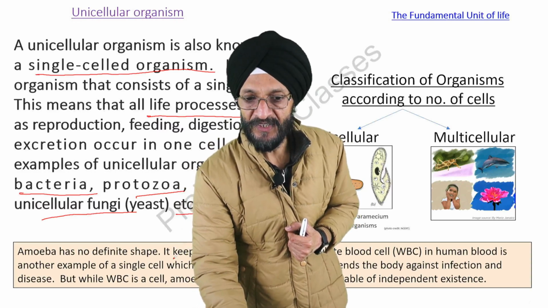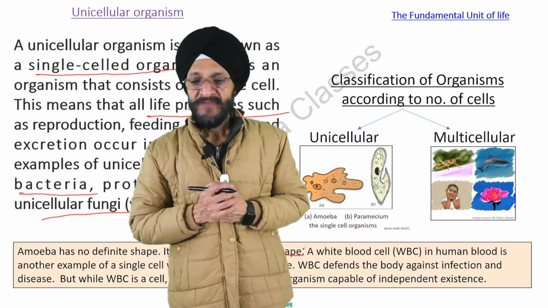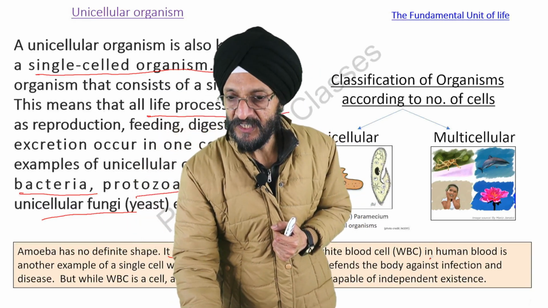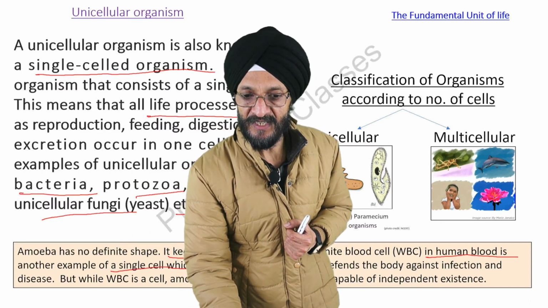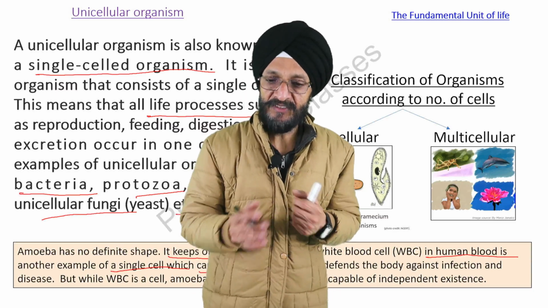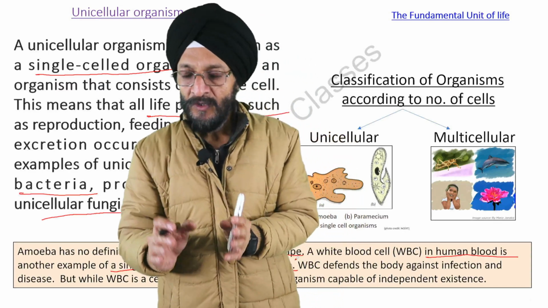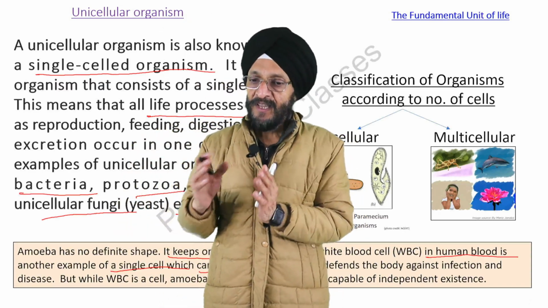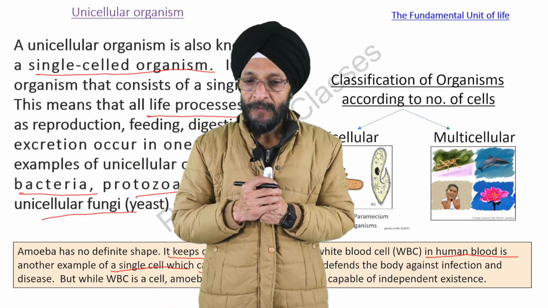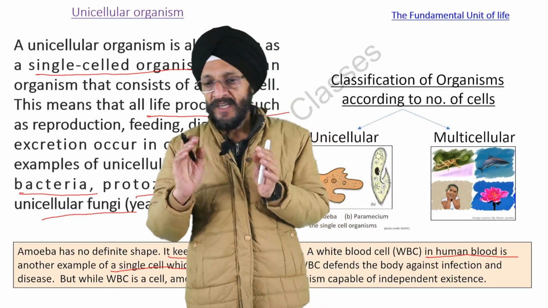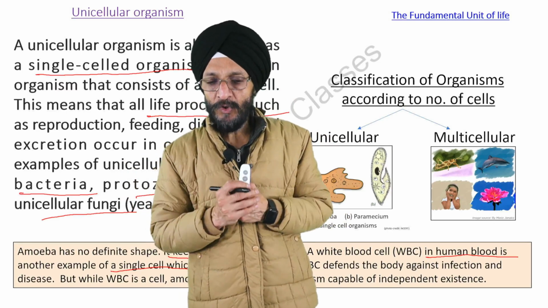Amoeba has no definite shape. It keeps on changing its shape. A white blood cell which is present in the human body is another example of a single cell which can change its shape. So we observe that amoeba can change its shape, and at the same time a white blood cell which is present in the human body can also change its shape, but it does not mean that WBC, that is white blood cell, is also a unicellular organism.